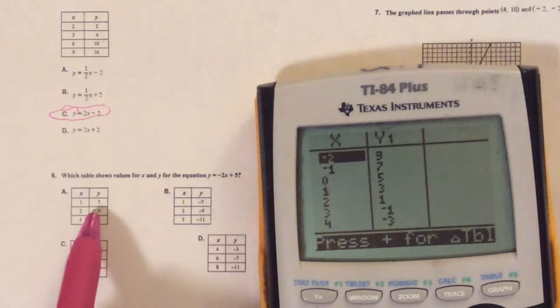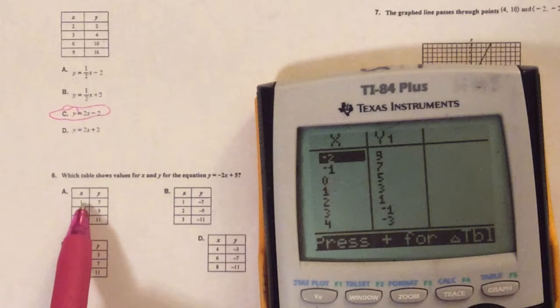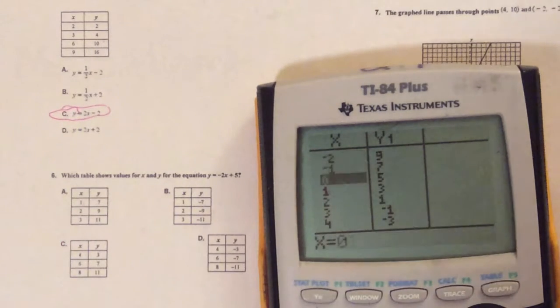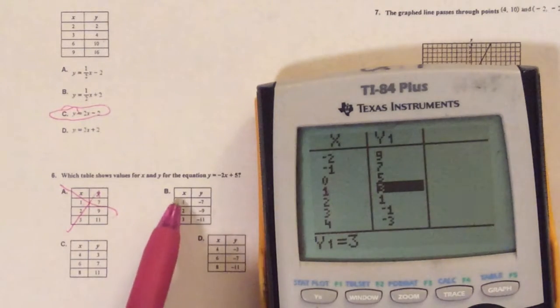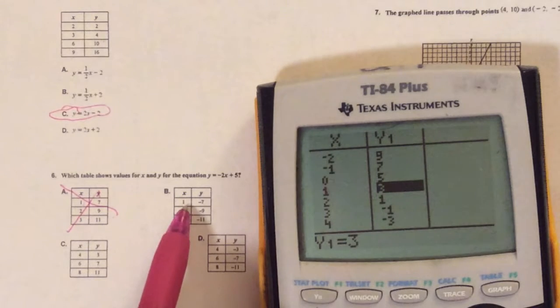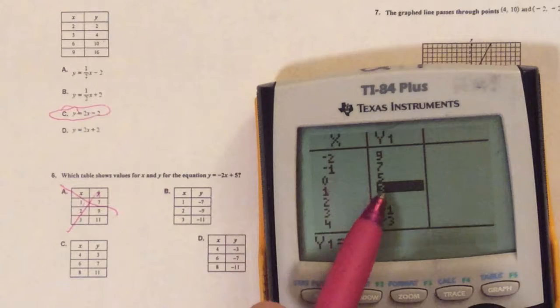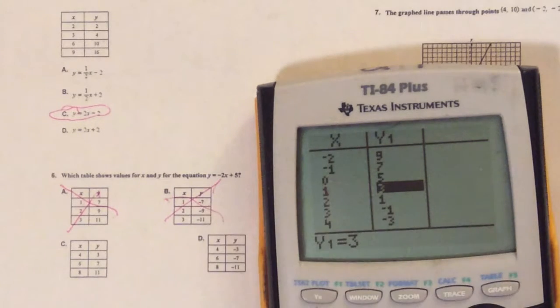Now let's start off with answer choice A. They're saying that if I go to x equals 1, then my y value should be 7. Well, let's see if that's true. The calculator says that when you go to x equals 1, your y value is 3. So this is not the table. Same idea over here. They're saying that if you go to value 1 for the x, then your y value is -7. We already said that the y value is 3 at that point, so that's wrong.